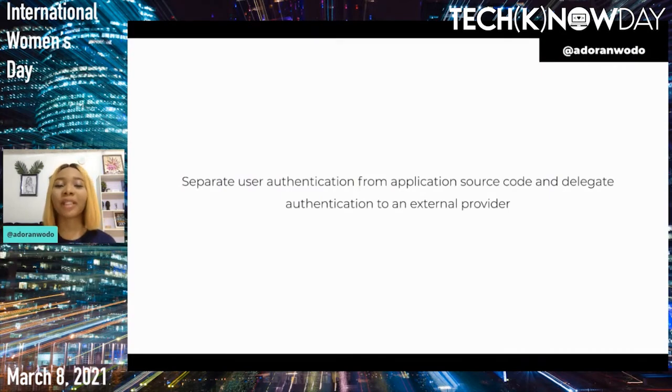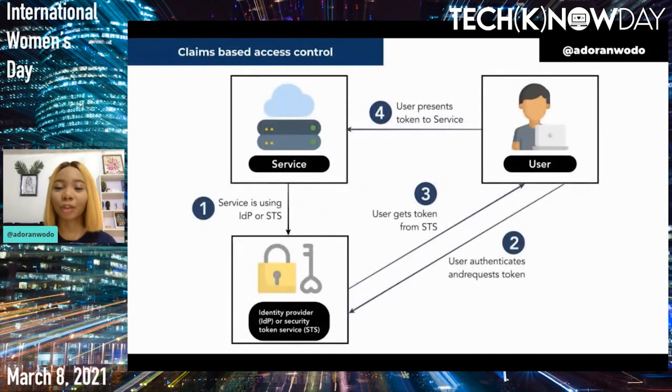So this helps separate a user's authentication from the application source code and delegates these other authentication and authorization things to these auth providers so that you can focus more on building the code. And let's look at claims-based access control, for example.